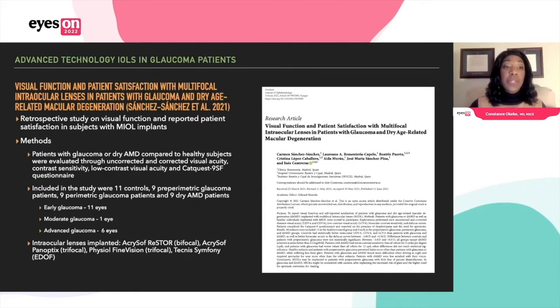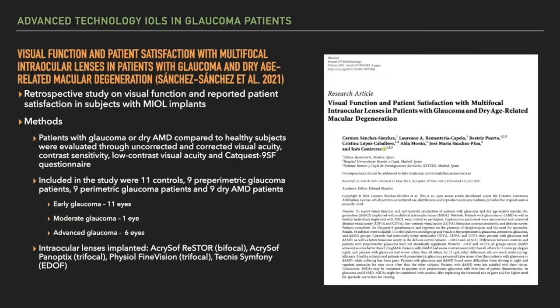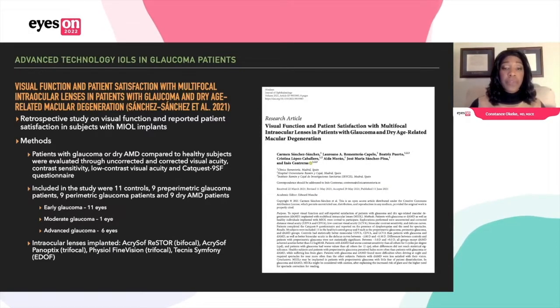Here's another study that looked at the actual visual function and patient satisfaction in patients who had multifocal lenses and who had either glaucoma or dry macular degeneration. It was a retrospective study. They had 9 patients who had pre-parametric glaucoma and 9 that had parametric glaucoma, so 18 patients in this study who were looked at for glaucoma. And the different lenses were the AcrySof ReSTOR, the PanOptix lens, a trifocal FineVision lens, or the Tecnis Symphony extended depth of focus lens.